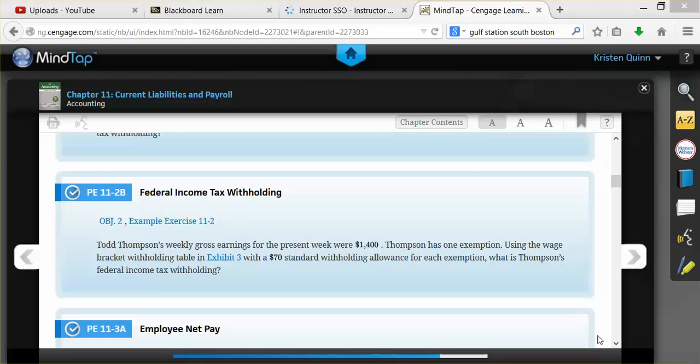In this example, we are going to be using practice exercise 11.2b that can be found in your textbook on page 519. We are going to be calculating the federal income tax that needs to be withheld from a specific employee's paycheck. The example tells us that Todd Thompson's weekly gross earnings for the present week were $1,400 and that he has one exemption. They tell us to use the wage bracket that can be found in your textbook on page 497, with a $70 standard withholding allowance for each exemption.